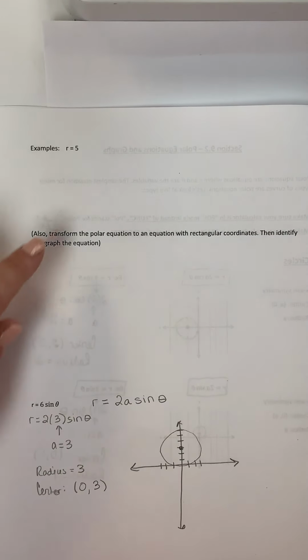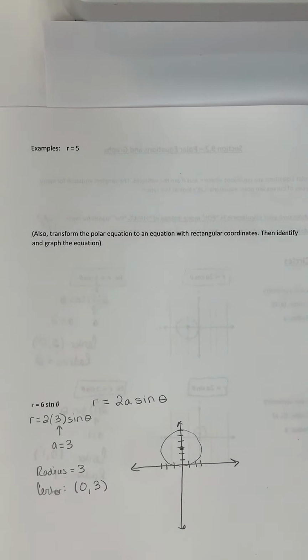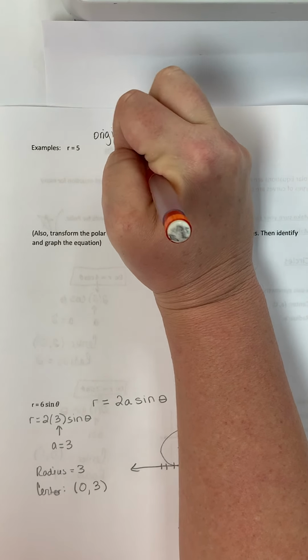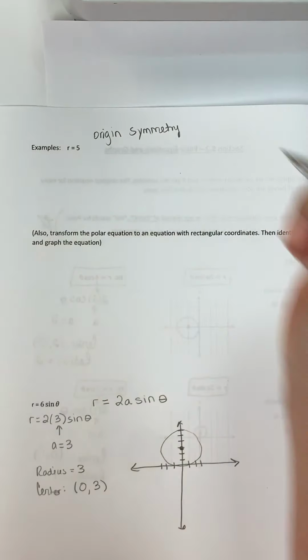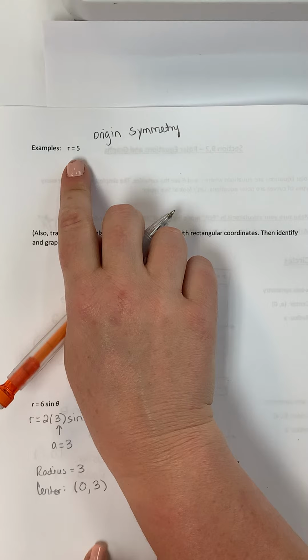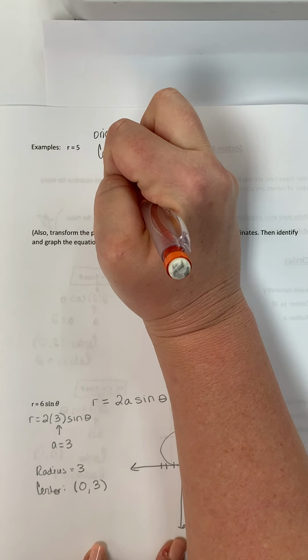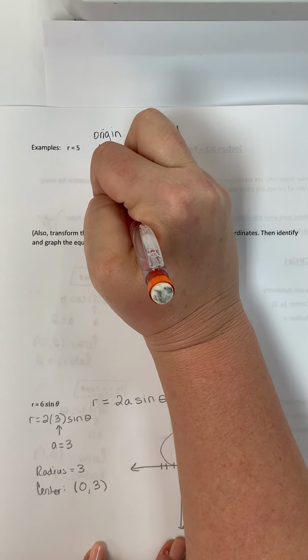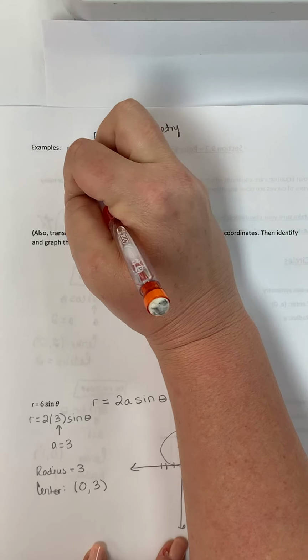All right, so why did I skip this one up here? That's because it's a little different. It does not have sine or cosine involved in it. It is a circle, but it does not have x-axis or y-axis symmetry. It is going to have origin symmetry. And its center is going to be (0, 0). Its radius is going to be 5.